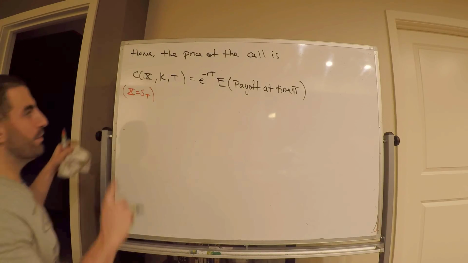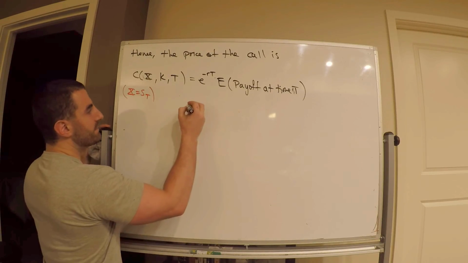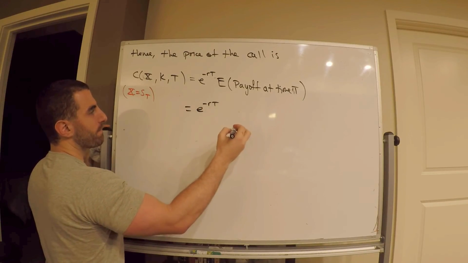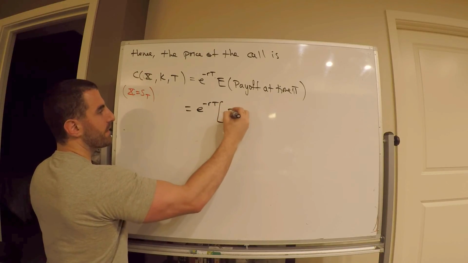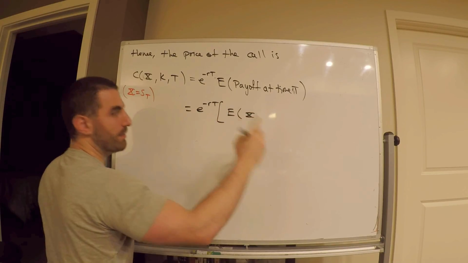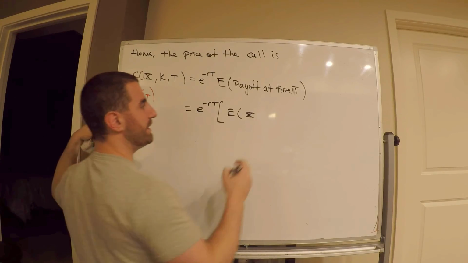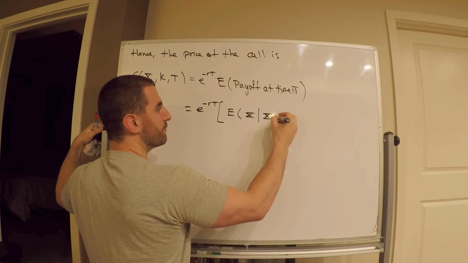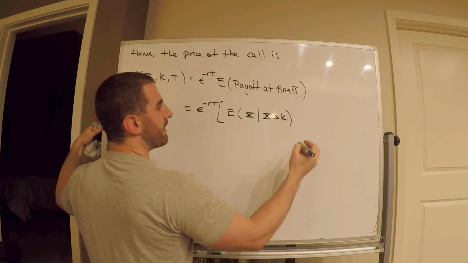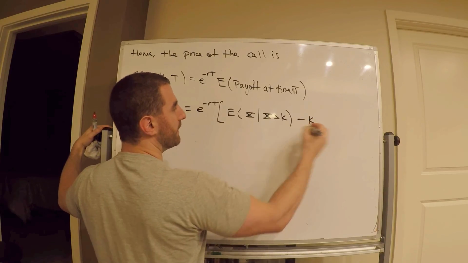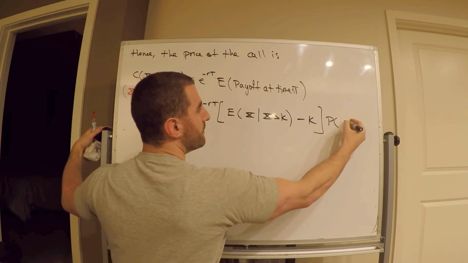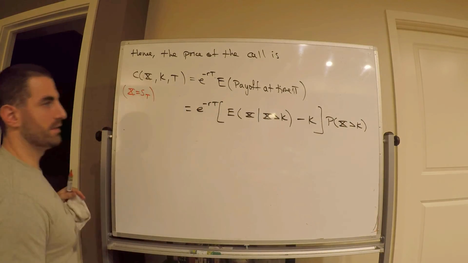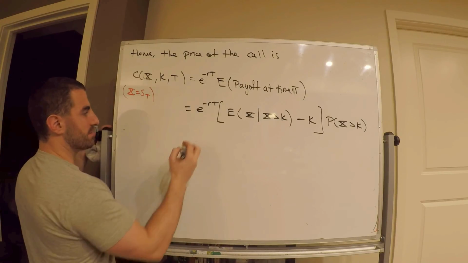So this is equal to, I went through this before, right? Let me go where I left off: e to the negative rT times the expected value of X, right? We use the law of total probability and conditional expectation, given X greater than K, minus K times the probability X greater than K. We went through this. We had this before. Make the substitutions.